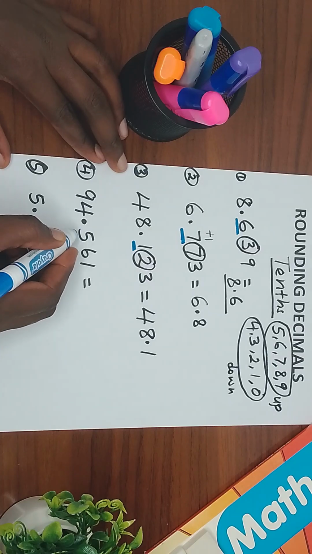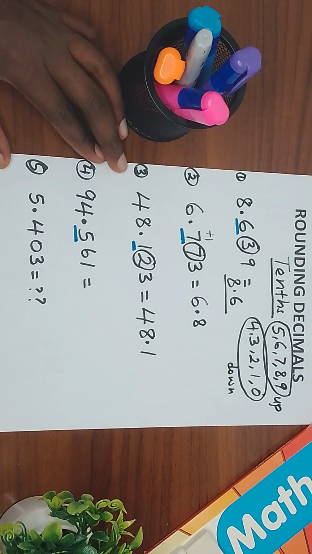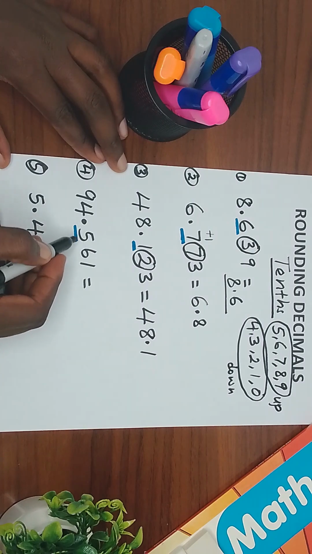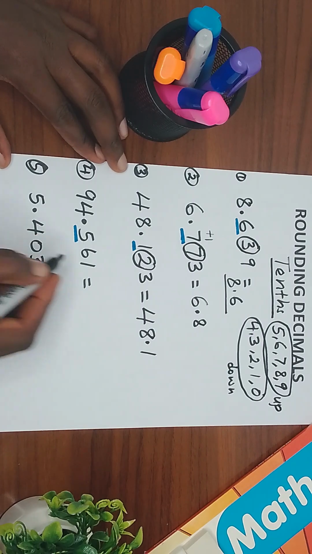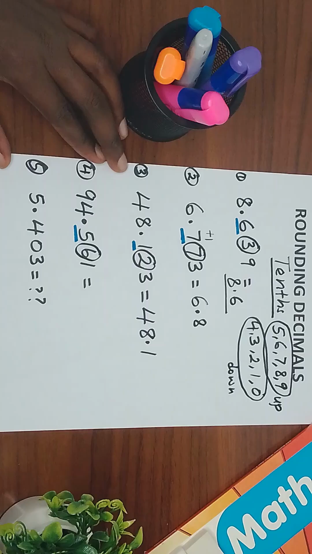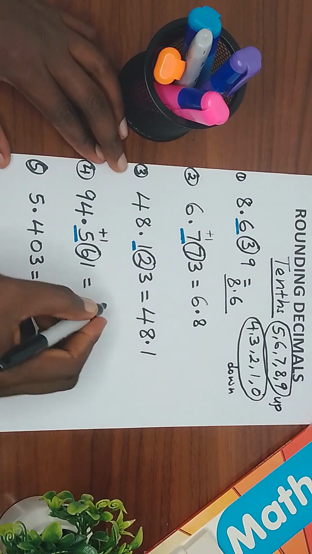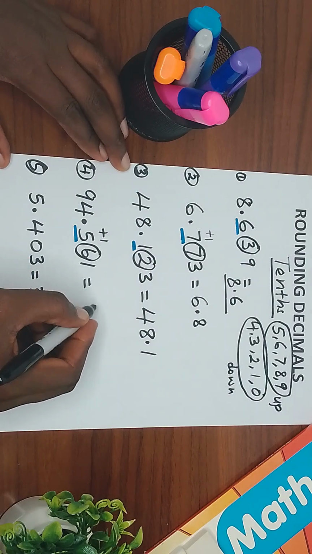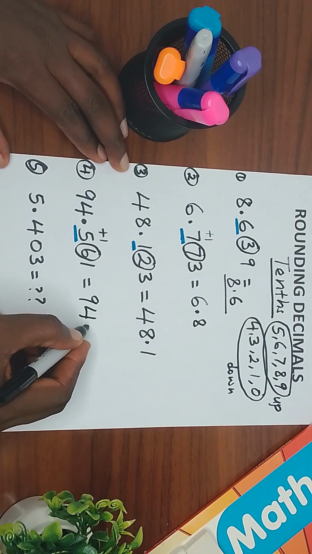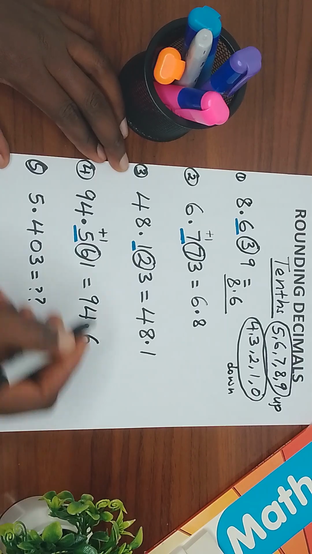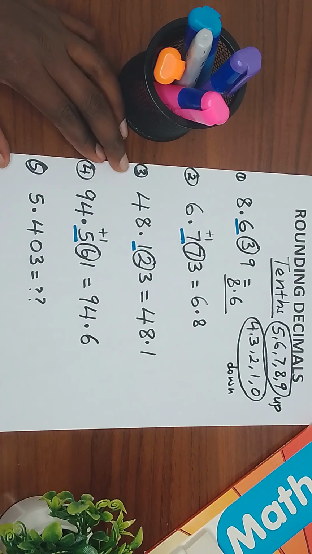94.561, and the place value that we are looking for is tenths, which is 5, and the next number is 6. So if the next number is 6, it's going to change this 5 by adding a 1 to it. So we'll get 6 in that place. So our answer here is going to be 94.6. More lessons will come on this, on rounding decimals to hundredths, thousandths, and more.